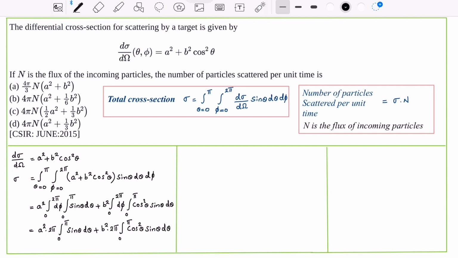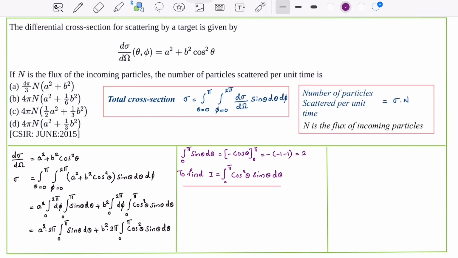Now let us evaluate the integrals. Consider first integral 0 to pi sin theta d theta. This is equal to minus cos theta within the limit 0 to pi, that is minus of minus 1 minus 1, that is equal to 2. In the same way, let us find out what is integral 0 to pi cos square theta sin theta d theta. Take this integral as I.